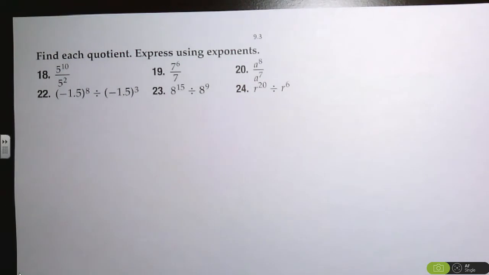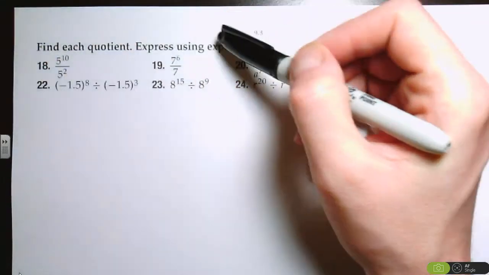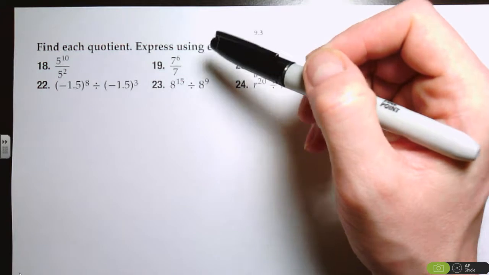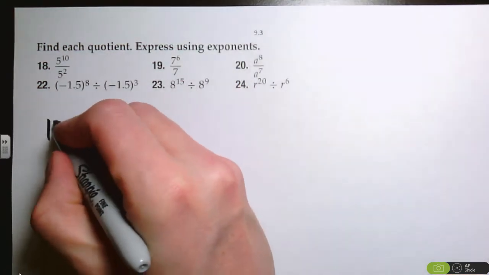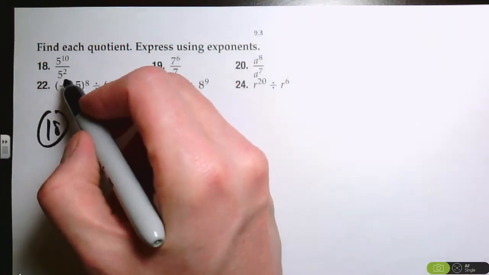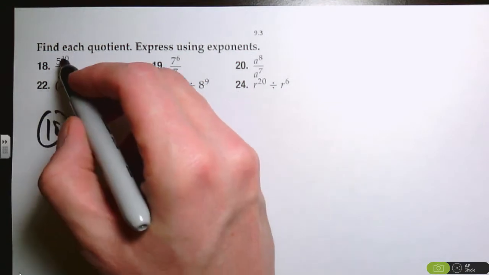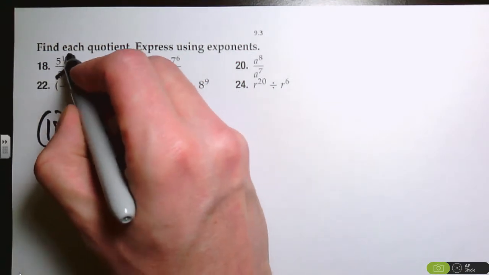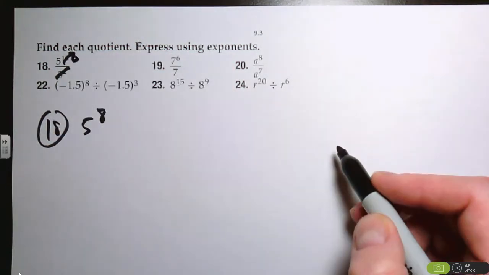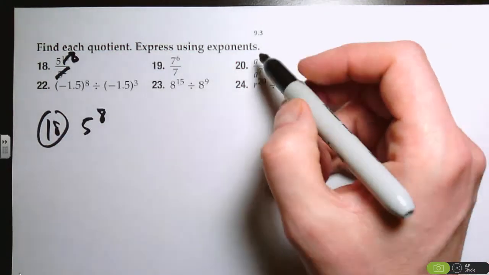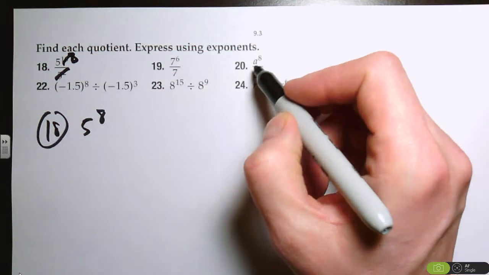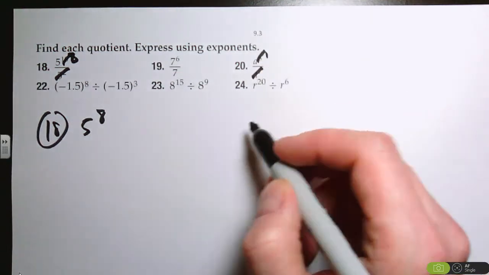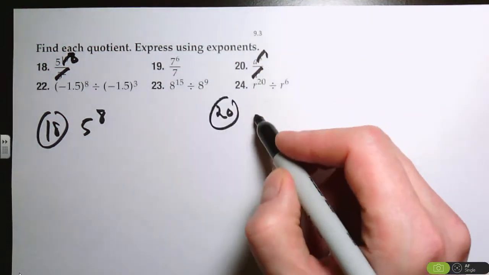Think about not the rule, which is to subtract. Think about the idea of canceling. So for number 18, I've got 10 fives on top, 2 fives on bottom. Well, 10 of them minus 2 of them is 8 of them, because 2 is going to cancel off and give me 8 left over. Same thing on 20. I've got 8 a's on top, 7 a's on bottom, so cancel off 7 of them. That just leaves 1 a on top.